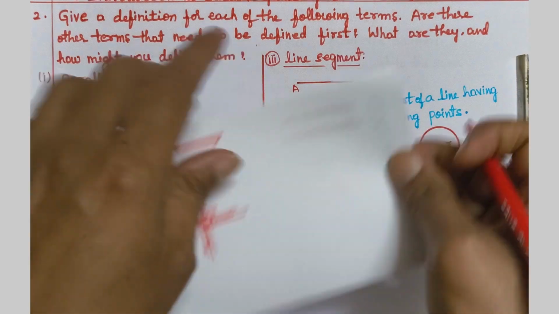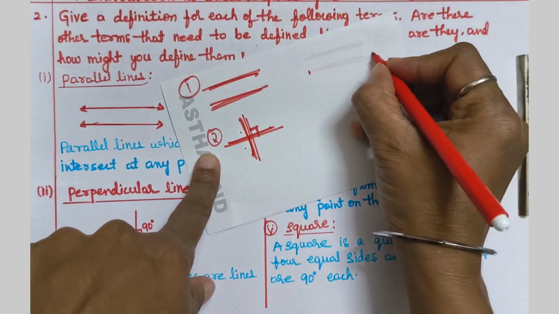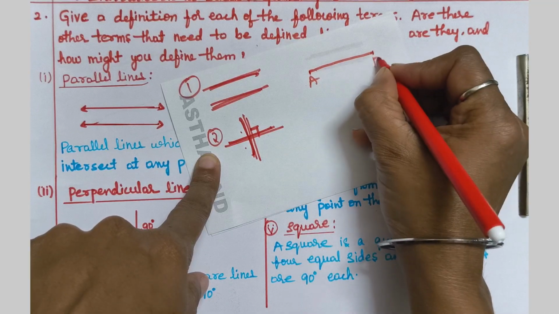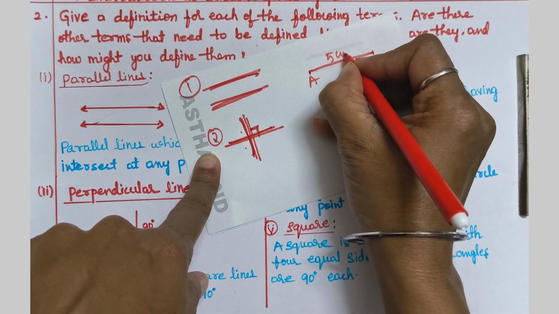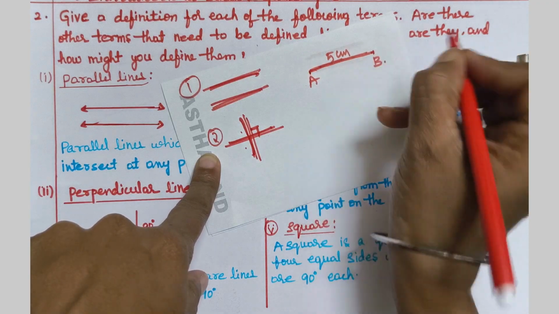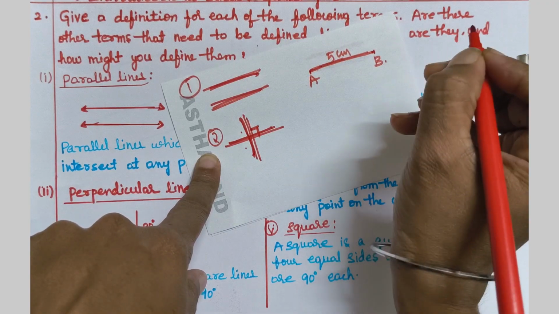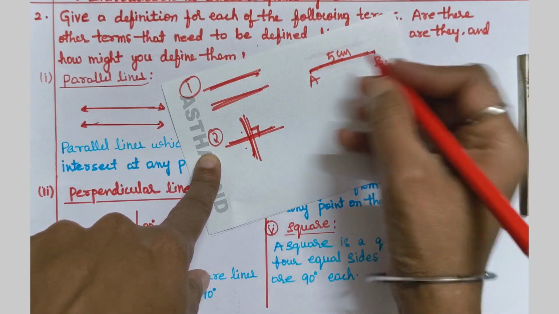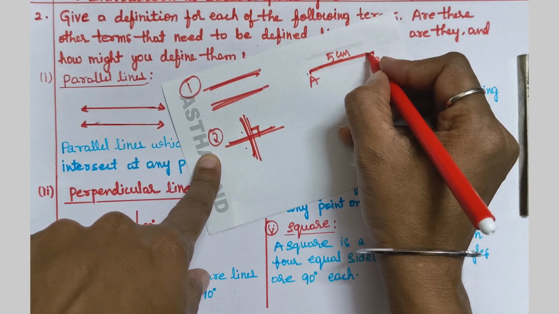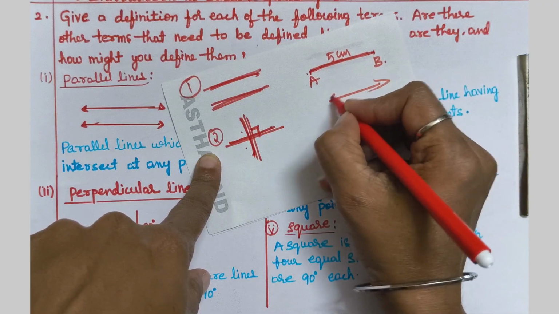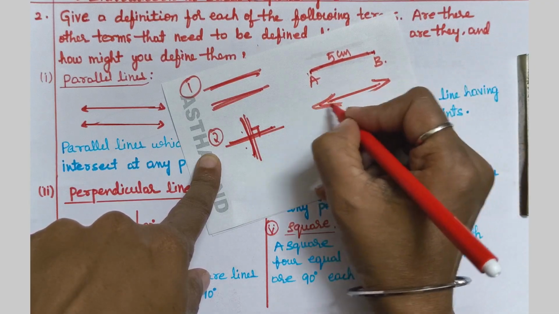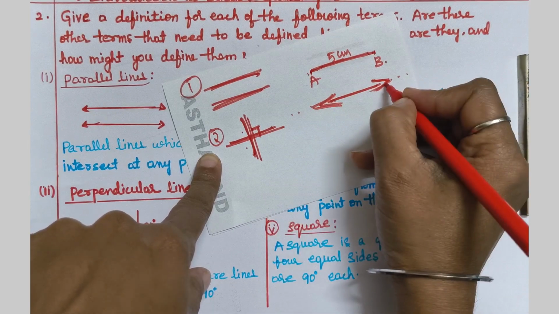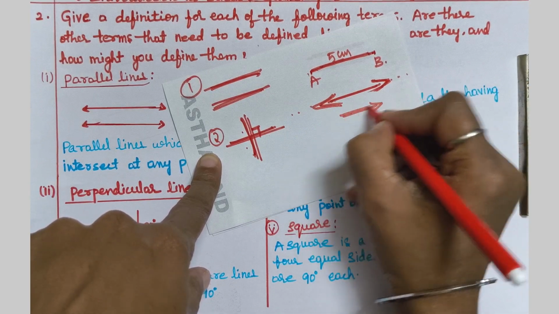Next, line segment. Line segment means an exact measurement is there. A, B, this is a line segment. For example, this is 5 centimeters. Don't confuse line segment, line and ray. If an exact measurement is there, it is a line segment. A line means it extends on both sides, with no end point. Here also no ending, here also no ending. This is a line. This is a ray.